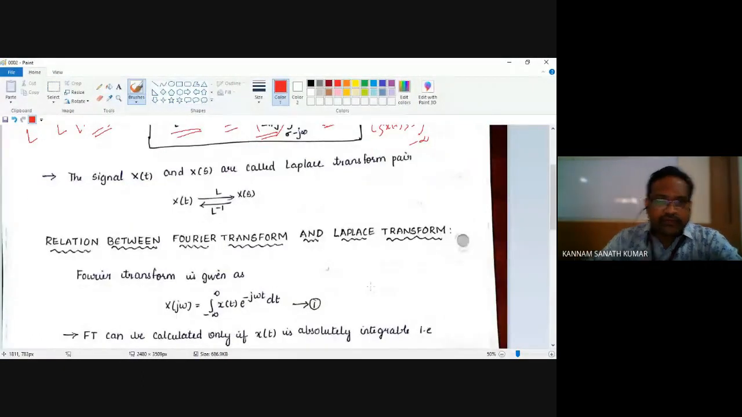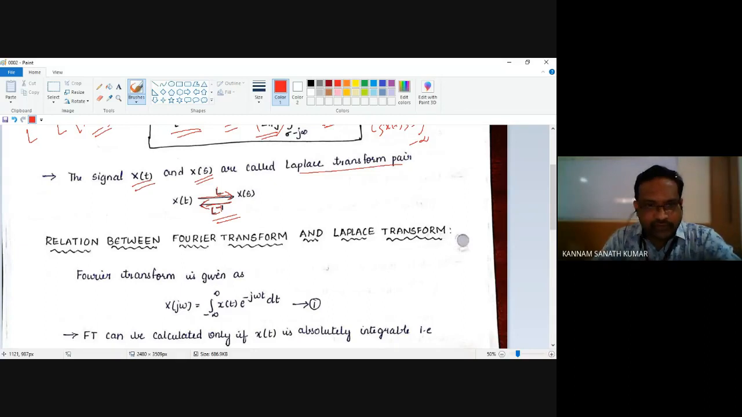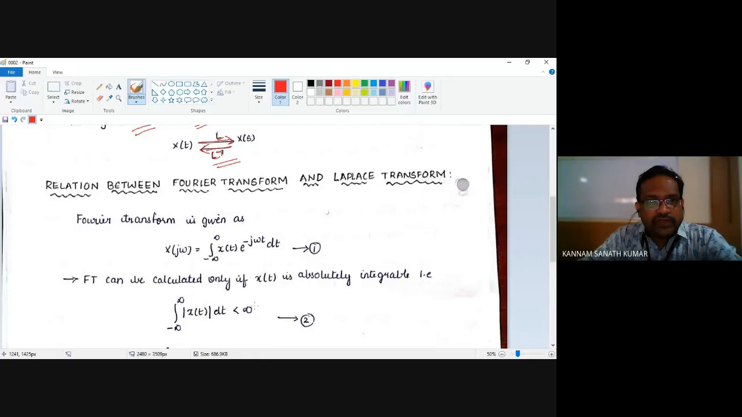So that means if the time domain signal is x of t and the s domain signal is x of s, this is the Laplace transform pair. Converting time domain to s domain, you need to find the Laplace transform, and converting s domain to time domain, you need to calculate the inverse Laplace transform. Now we will see what is the difference between the Fourier transform and Laplace transform.